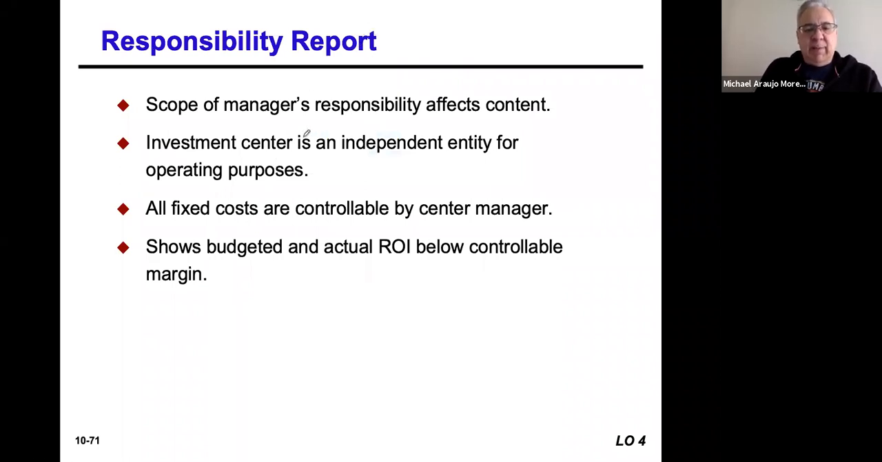This particular responsibility report for investment centers looks at them as somewhat independent entities for operating purposes. They're such a different animal here. And another thing about investment centers is their fixed costs are considered controllable by the manager of the investment center. Okay, so we look at two things. Managers create a budgeted ROI and compare it to actual ROI.